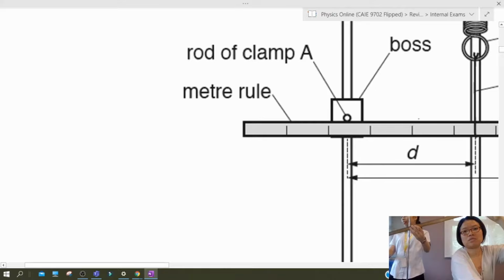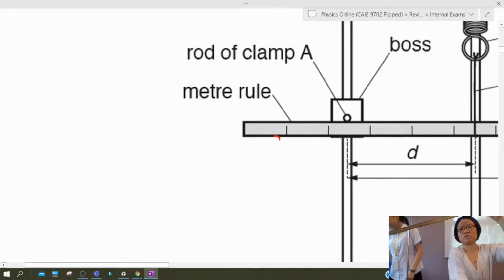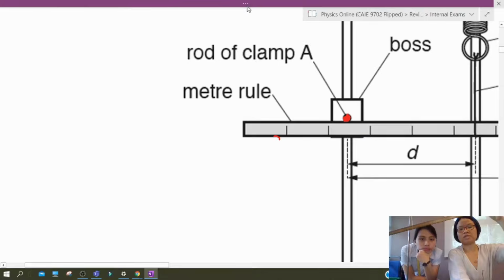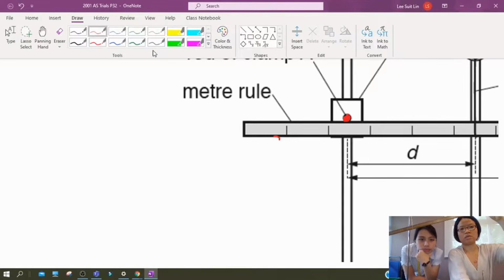Okay, this one is the metal rod. I think it's correct. Yeah, because if you look here, the rod must be above the ruler. And then they say 24 cm mark. So is this 24?